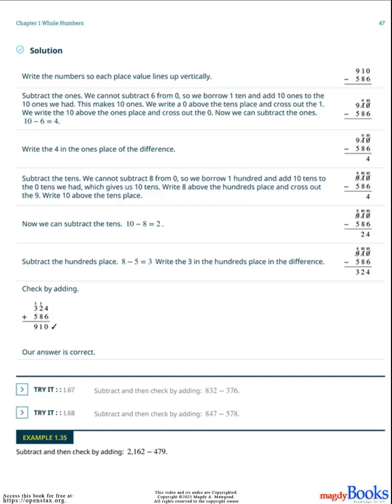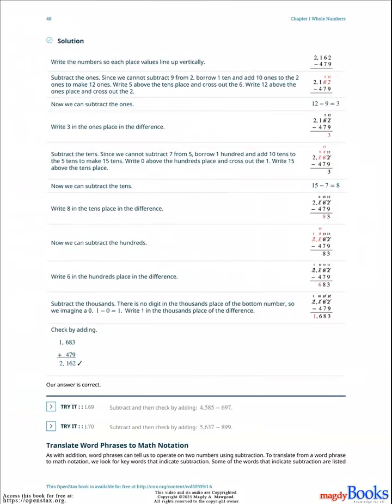Example 1.35. Subtract and then check by adding 2162 minus 479. Solution. 1. Write the numbers so each place value lines up vertically. 2162 minus 479. 2. 2.1. Subtract the ones. Since we cannot subtract 9 from 2, borrow 1 ten and add 10 ones to the 2 ones to make 12 ones.